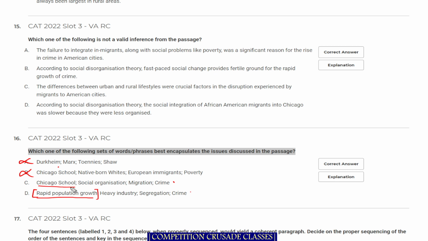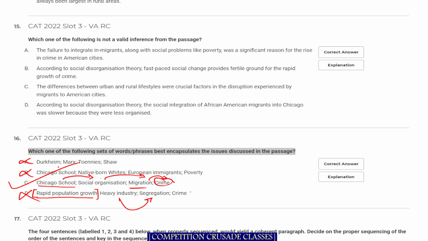So basically, Chicago School leads to social disorganization theory, which also leads you to migration, and migration is effectively what leads you to crime. So in a way, you can say the entire thing starts from Chicago School, and the theory presented by the sociologist, the social disorganization theory, the migration leads to segregation. It is not that heavy industry leads to segregation. So that way you can eliminate this also. C has to be my answer.